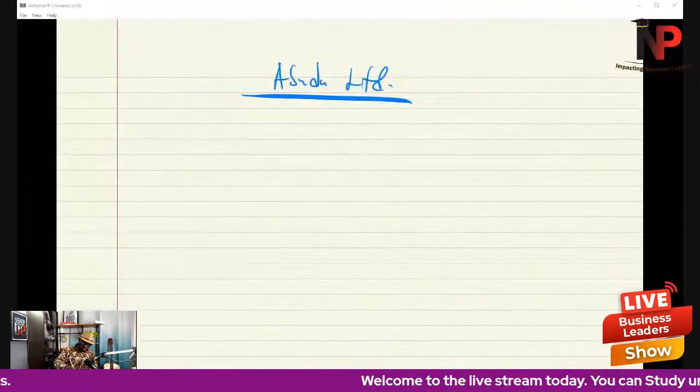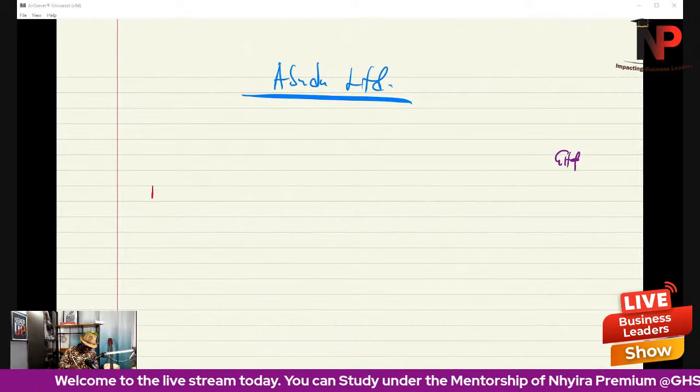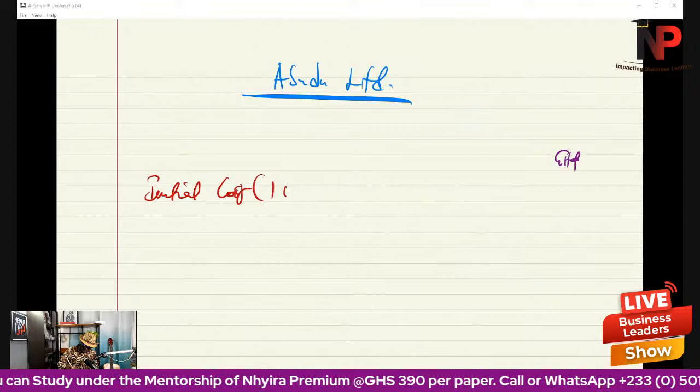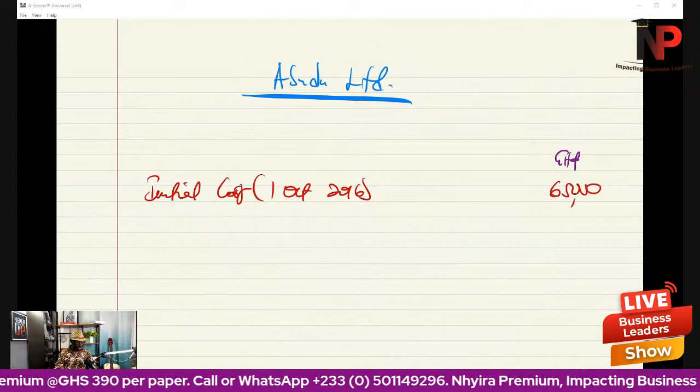So if it is a land, the question we ask ourselves is, what exactly is going on here? Here we're dealing with Ghana cedis. So we're going to be bringing in the initial cost of the land, which is the 1st October 2016, and that is the $65,000. So we bring that up, very simple, straight to the point.